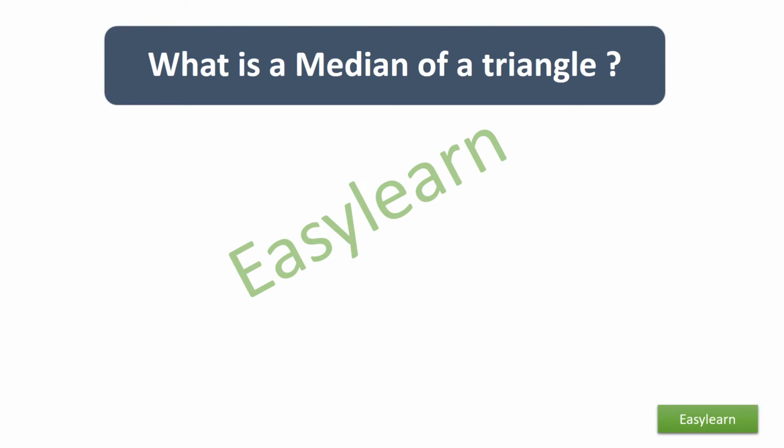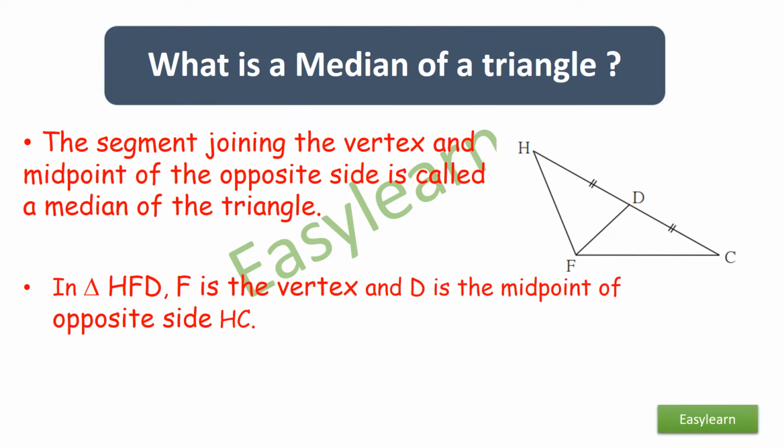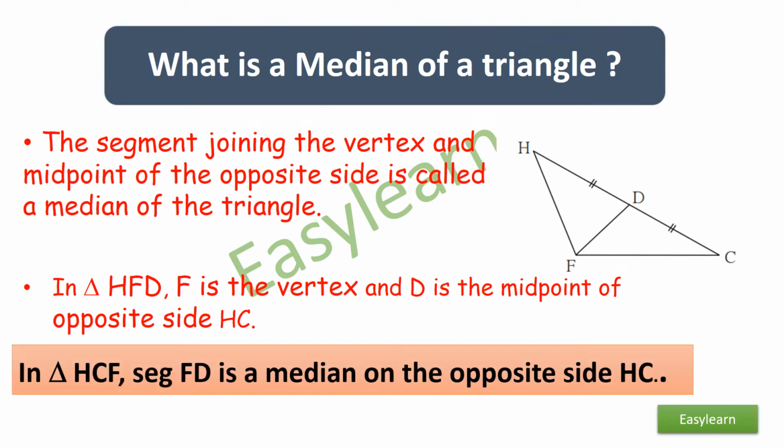What is the median of a triangle? The segment joining the vertex and the midpoint of the opposite side is called the median of a triangle. So if you see the triangle HFC, in this triangle we are taking the first vertex as F, and from F we are drawing a line segment that joins HC exactly at the midpoint. Midpoint means center, which divides it into two equal parts. So in this triangle, F is the vertex and D is the midpoint of the opposite side HC. Therefore we can say that in triangle HCF, seg FD is the median on the opposite side HC.